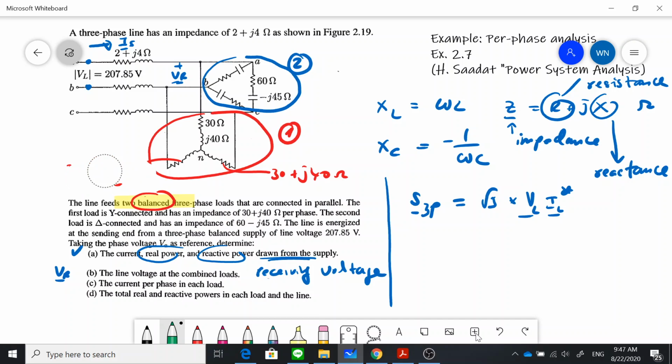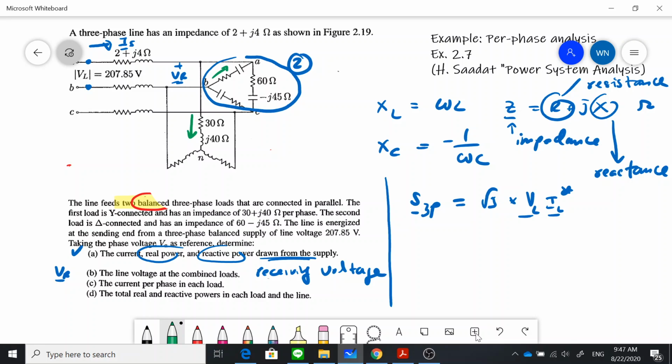The load is represented like this because the load is given in terms of the impedance. So you need to find the current flowing into each of these loads. This is question number 3. We have to determine the I here, flowing in each load.